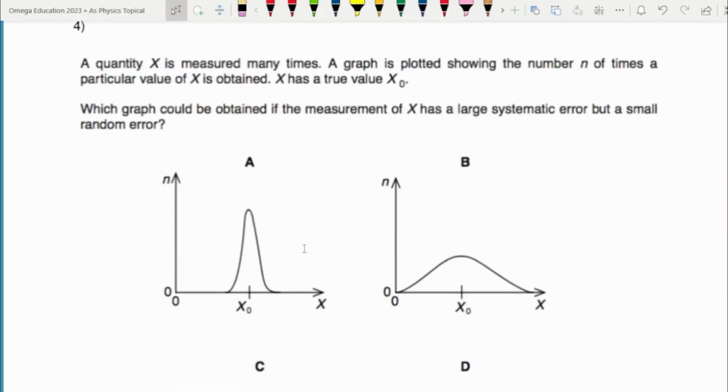Okay, let's take a look at the next one. A quantity X is measured many times, and a plot is given. Which graph could be obtained if the measurement X has a large systematic error but a small random error? So if the systematic error is there, it means the average of the readings would not be close to the true value. So this one has pretty much no systematic error, because the peak is passing through the true value. X0 is the true value. It's written over here.